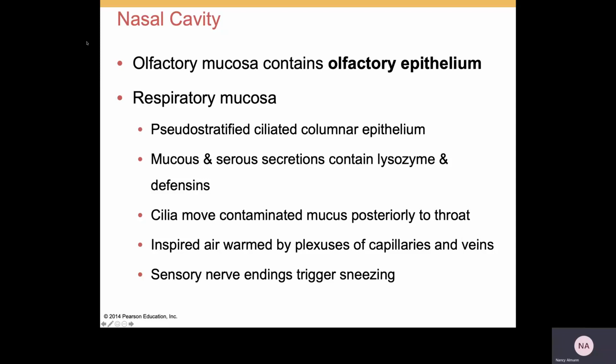And we know that the air that you're breathing in is going to be warmed, and that's going to happen because there are going to be these networks or plexuses of capillaries and veins that are quite superficial in the nasal mucosa. Also, you're going to have sensory nerve endings there, and those are what are stimulated when you sneeze, or which cause you to sneeze when stimulated.